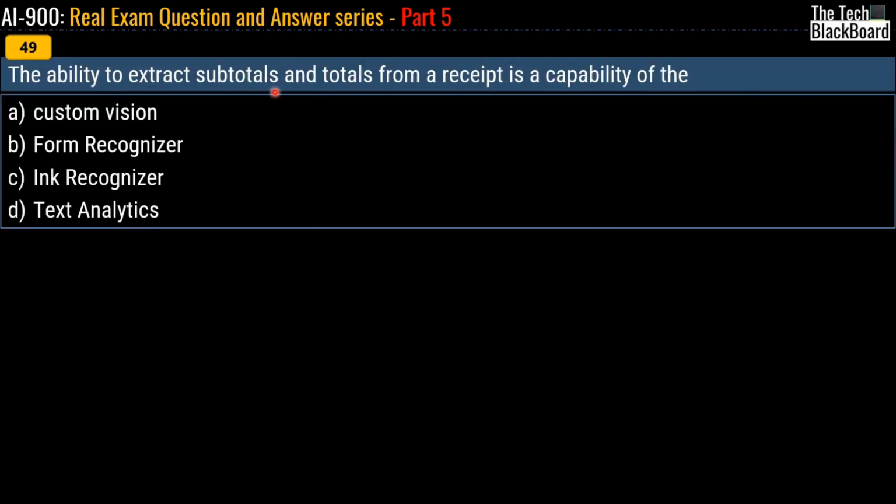Moving on, we have question number 49. It says that the ability to extract subtotals and totals from a receipt is a capability of custom vision, form recognizer, ink recognizer, or text analytics. The correct answer for this question is option B, form recognizer.